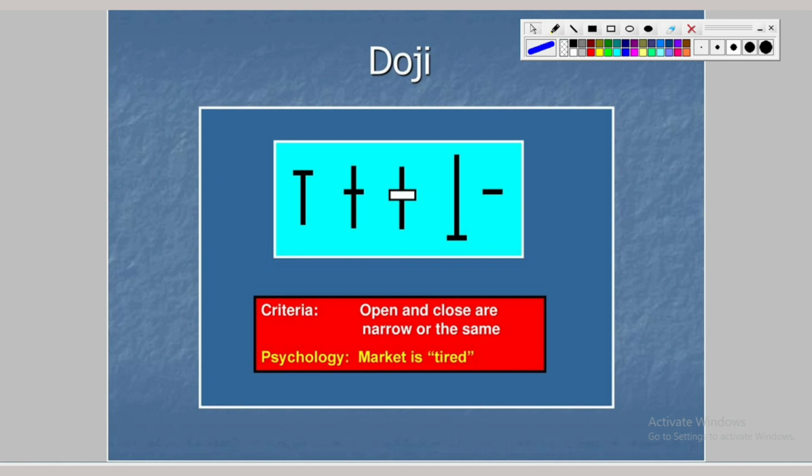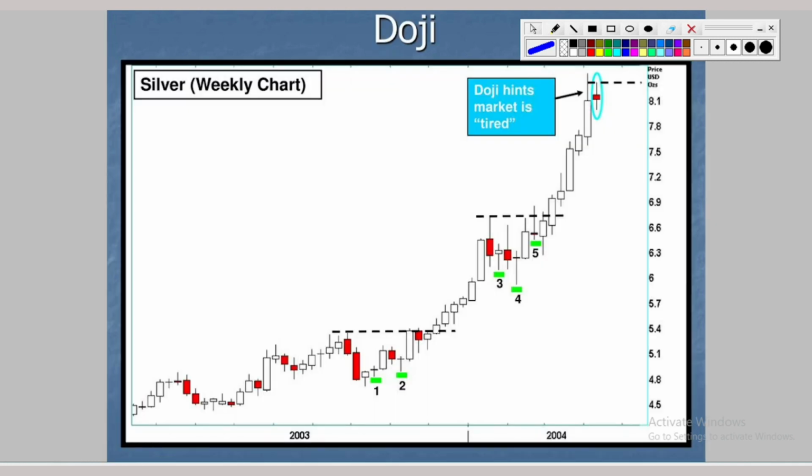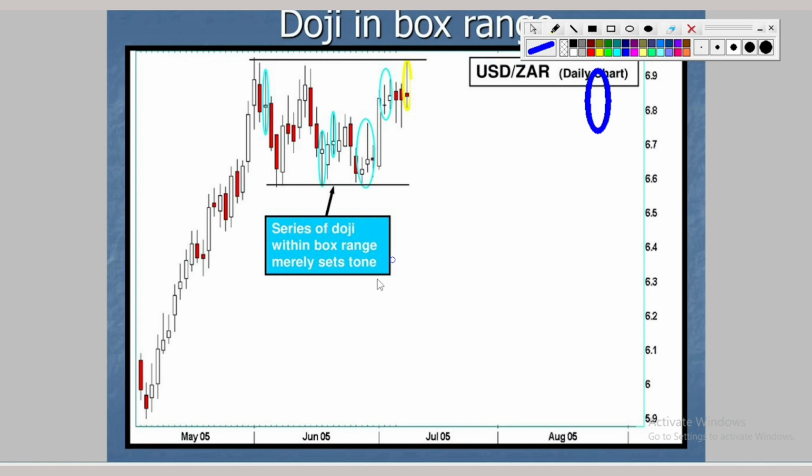Open and close are at the same point. You see the Doji, where the Doji is. A Doji is formed here. This is now the Doji. If you check very well, this is the Doji. So there are a lot of Dojis here. 1, 2, 3. There are a lot of Dojis that are formed in the market. So I will explain more about the Doji in my next lesson.